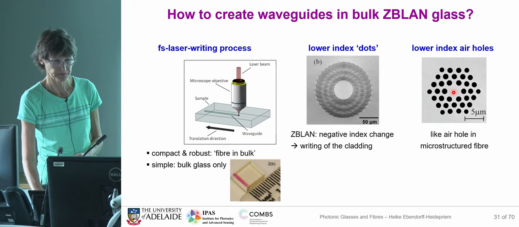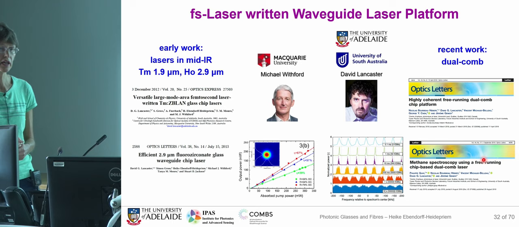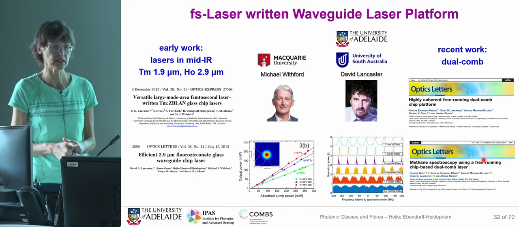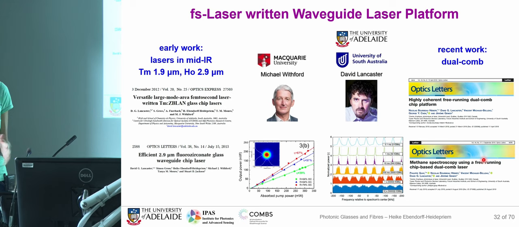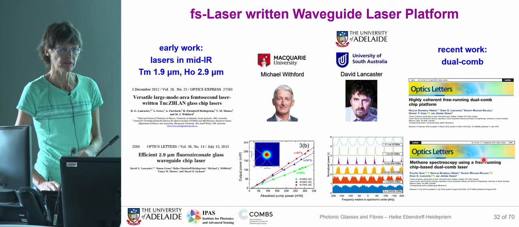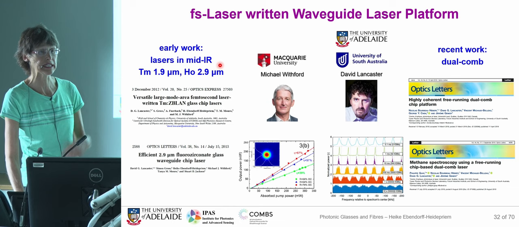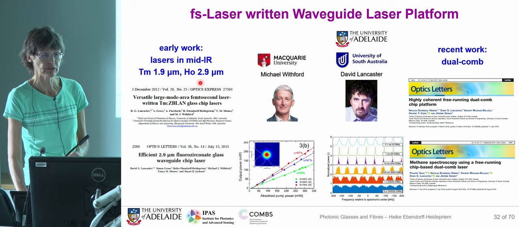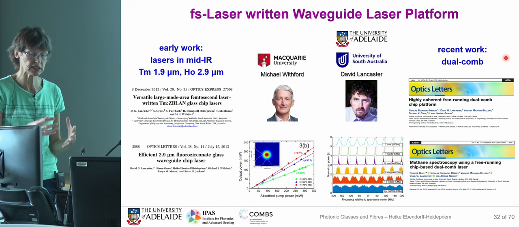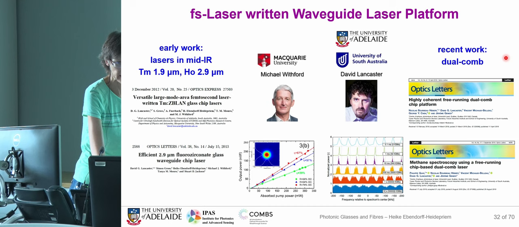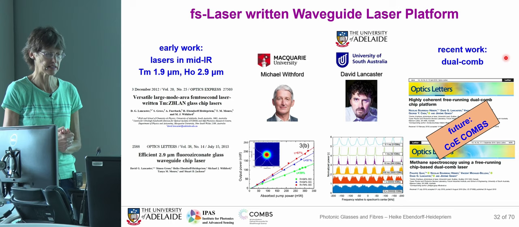So this work is not done in my group. This is in collaboration with Michael Withford's group at Macquarie University and with David Lancaster's group at University of South Australia. And also he has affiliation with the University of Adelaide. I will not go into detail with this, just pointing out that they achieved compact lasers in the mid-infrared with the ZBLAN we produced at IPAS, in the mid-infrared using thulium and holmium rare earth ions. And recently now Dave's group worked on extending from just making a laser to creating dual frequency combs. And this will be really the starting point for our collaboration in the new center of excellence, the Combs Center.